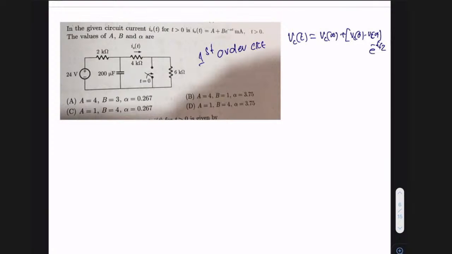So you have to get these three factors. Because we are supposed to get the answer for t greater than 0, you have to draw the circuit for t greater than 0. So if you draw the circuit for t greater than 0, how does the circuit look?